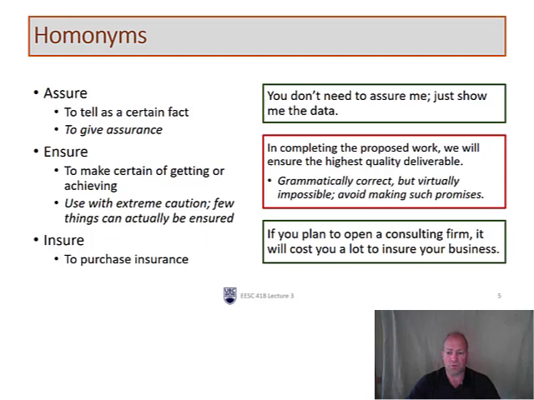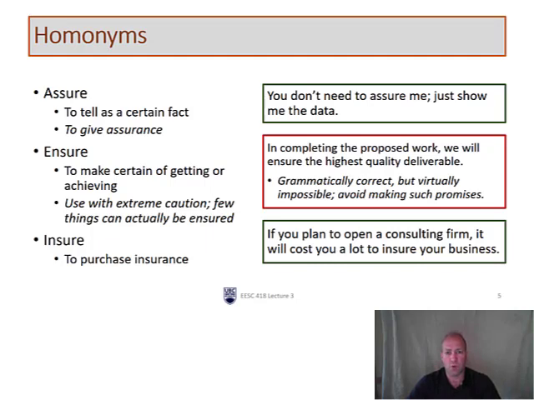You might see this in a proposal: In completing the proposed work, we will ensure the highest quality deliverable. So the reason we want to avoid this is because we can't possibly ensure that. We can't make this happen. We can try, we can do our best, but we can't actually ensure it.